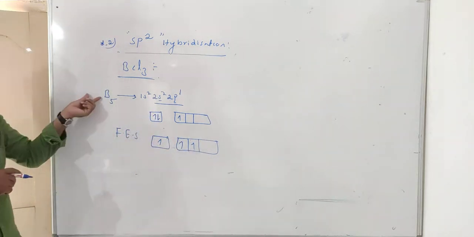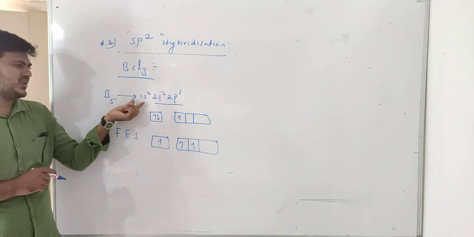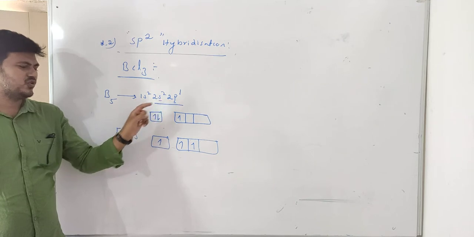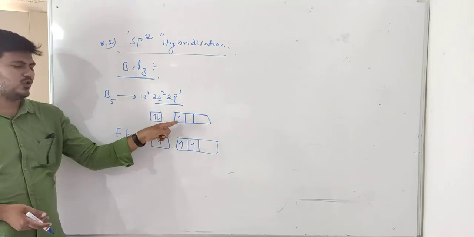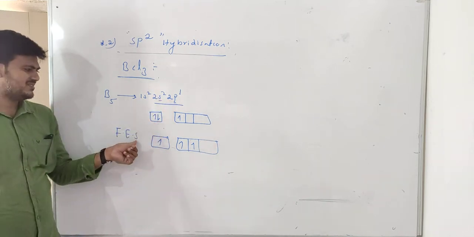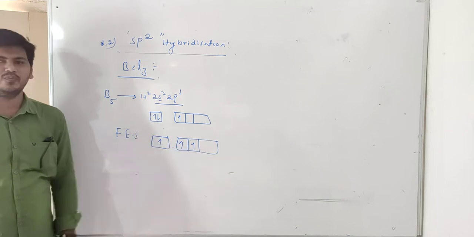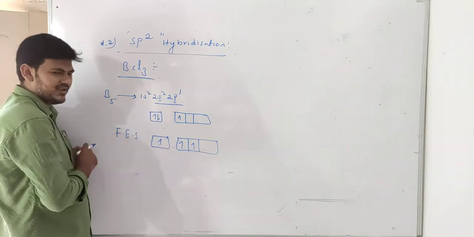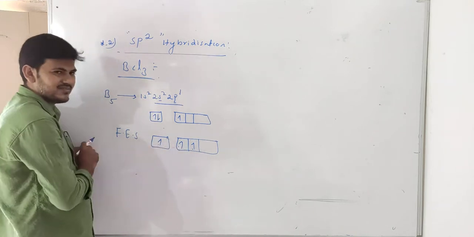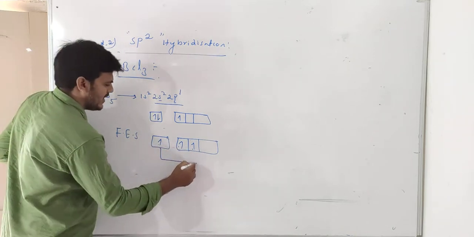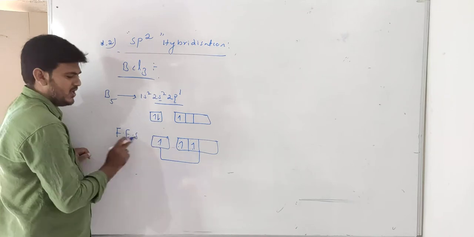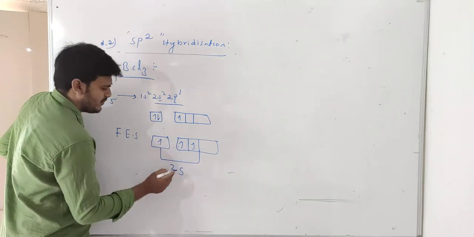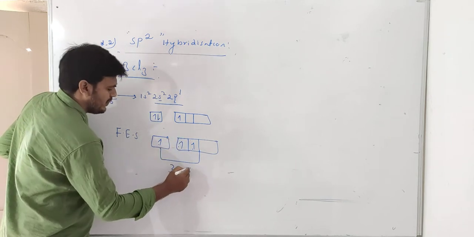So boron, atomic number 5, electron configuration 1s2, 2s2, 2p1. The outermost electron configuration is 2s2, 2p1. Next, the first excited state: a 2s orbital electron enters the 2p y orbital. So there is intermixing of one s orbital and 2 p orbitals. 1 plus 2 is 3: one s orbital and 2 p orbitals.